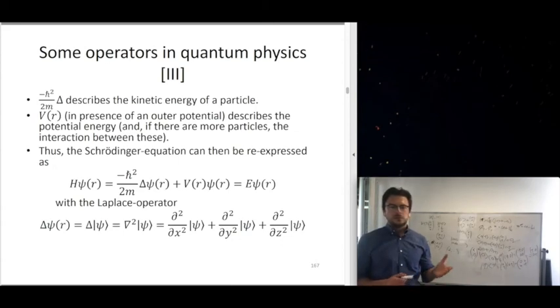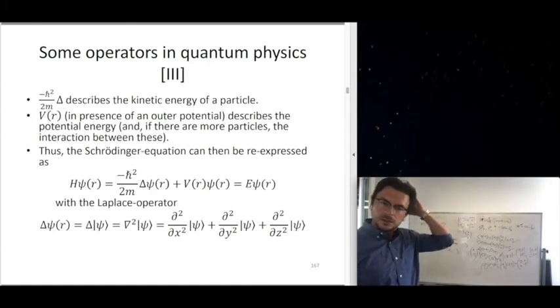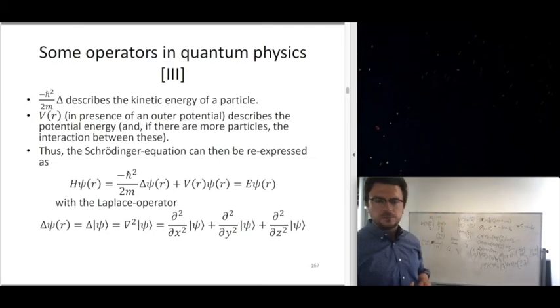So yeah, we described the kinetic energy of a particle, a momentum operator. And the Schrödinger equation, here is just a re-expression of the Schrödinger equation in terms of the potential and kinetic energy, and you see the Laplace operator that I just mentioned before. Okay.